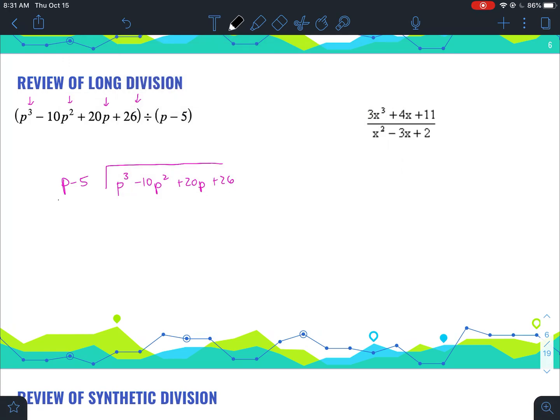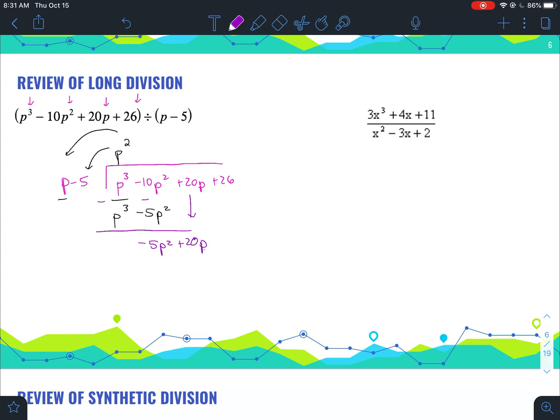So then you think, just like normal long division, p times what would give me p to the third? Well, I need a p squared, and then you take that and you multiply it by the terms on the outside. So p squared times p is p to the third, and p squared times negative 5 is negative 5p squared. And just like within normal long division, now you subtract. And so p to the third minus p to the third is 0. Negative 10p squared minus negative 5p squared is negative 5p squared. And then you bring down the next term, just like you would in normal long division.